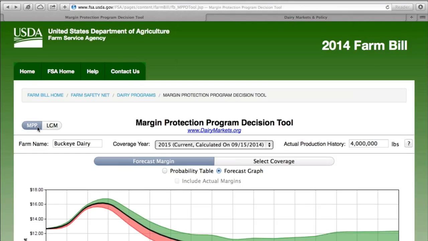You have to pay at least 25% of your premiums by February, and the other 75% by June, to participate in the program.